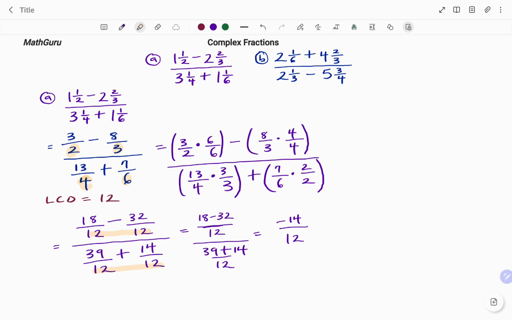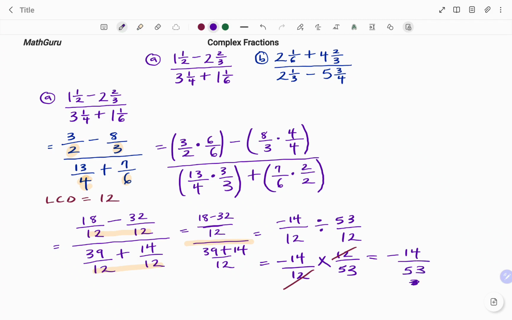Now I'm going to change the long fraction bar using the division sign. That's divided by, then I have 39 plus 14, that's 53 over 12. And then applying the fraction law of division, I have negative 14 over 12, the division sign changes to multiplication, and then I flip the right hand side, that will be 12 over 53. I have 12 in 12, 1, and therefore my final answer will be negative 14 over 53.